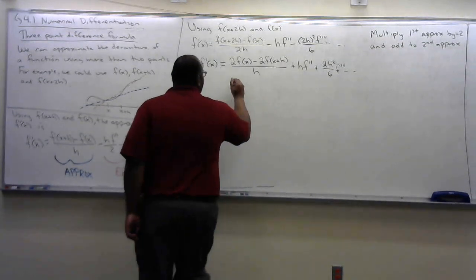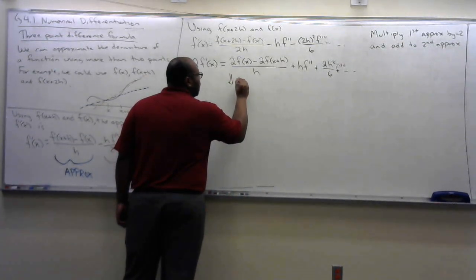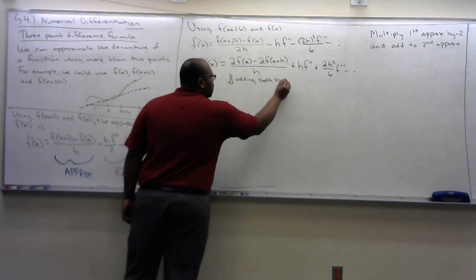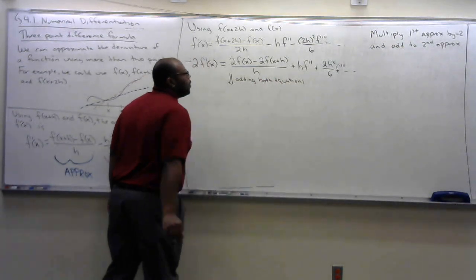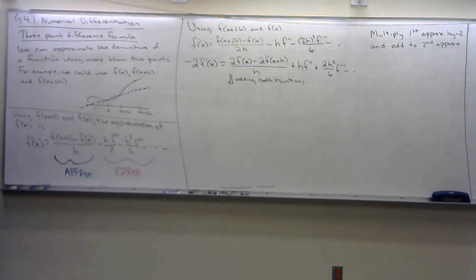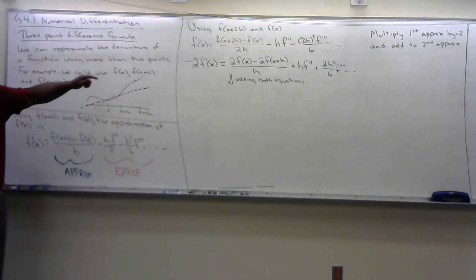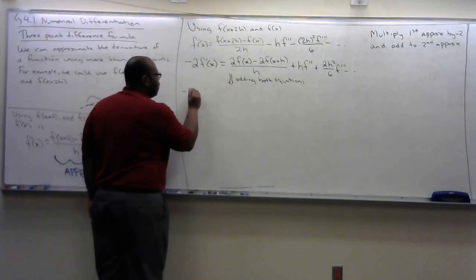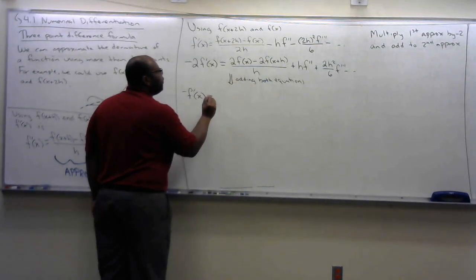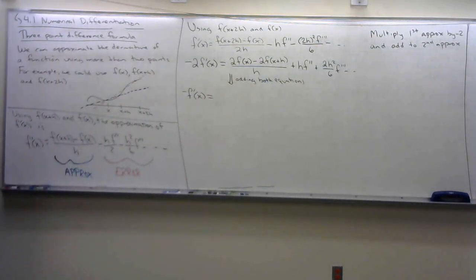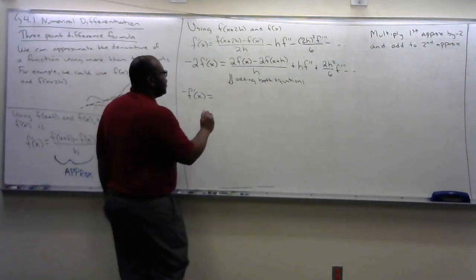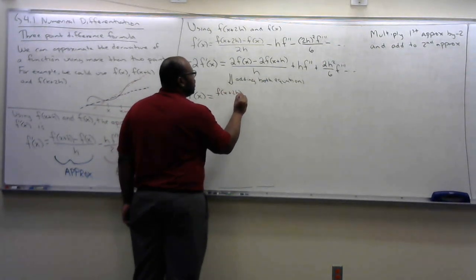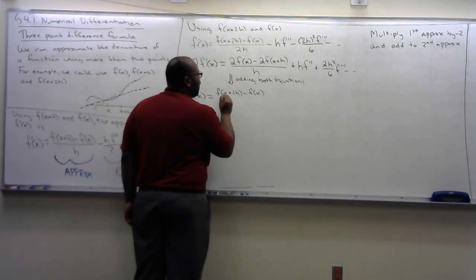So adding both equations, what do we get when we do that? Well, this added with this gives me a negative f prime equals. This added with this, I get f of x plus 2h minus f of x divided by 2h.